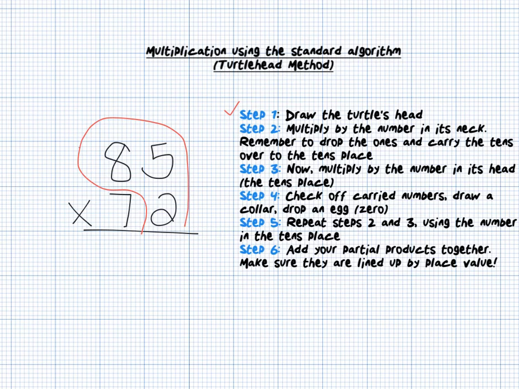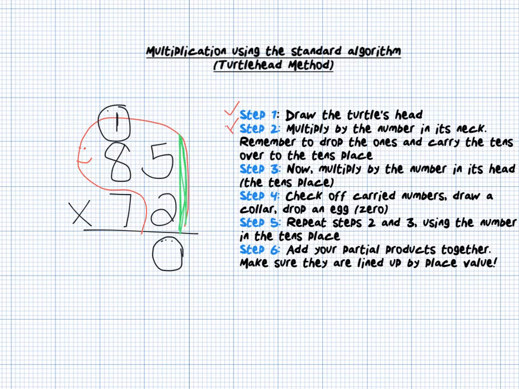The next step says I'm going to multiply by the number in its neck. So I'm going to look at the turtle's neck, which is right here, and it shows me that what I'm multiplying first is going to be 2 times 5. It says to remember to drop the ones and carry the tens over to the tens place. So in this case, 2 times 5 is 10. I'm going to drop my ones. I'm going to carry my tens over to the tens place. Then I'm going to check off step 2 so that I can remember that I've already done that.